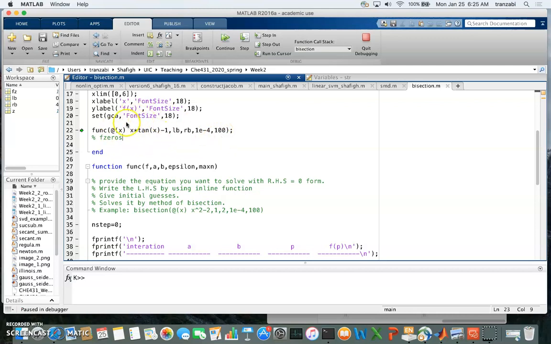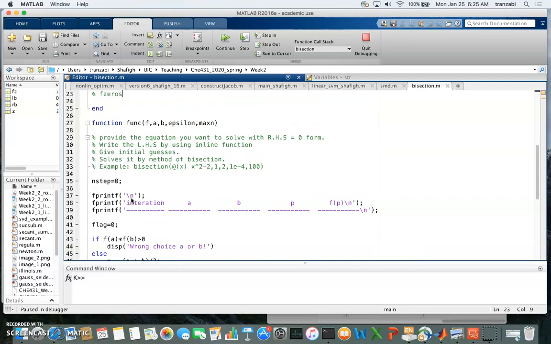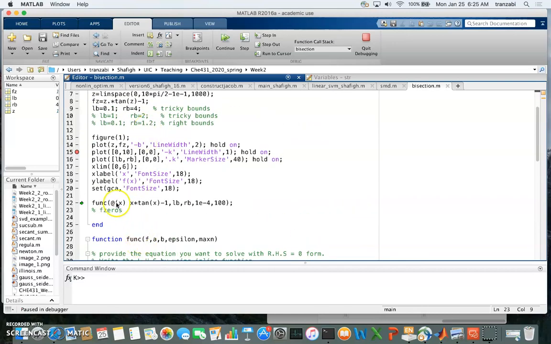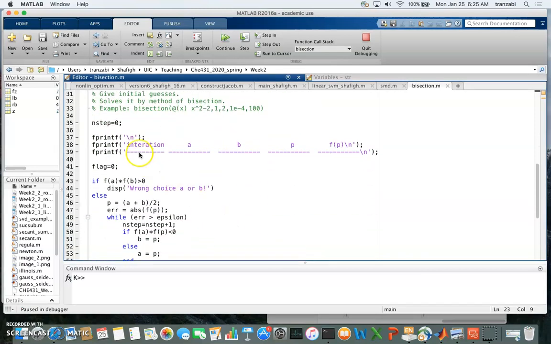So how do we define this function func? It's down here. Yeah, this is func. It gets the function definition, which we define right here. So this goes to the function definition. Left bound goes to A, right bound goes to B, 10 to the minus 4 goes to epsilon, and 100 goes to the maximum number of iterations.